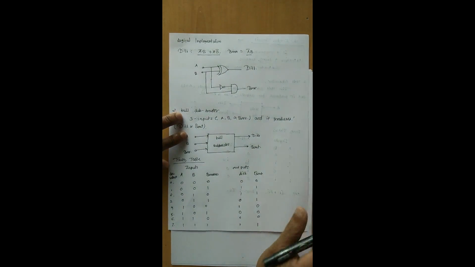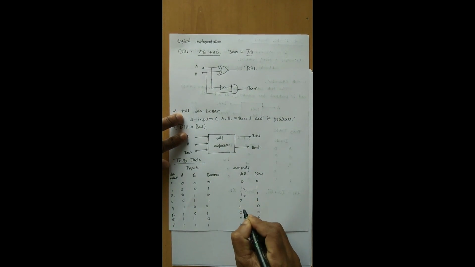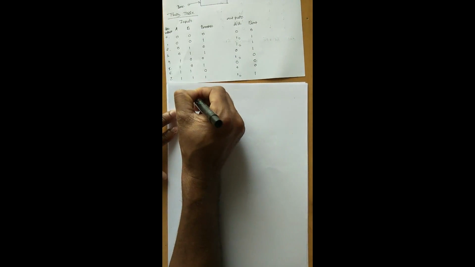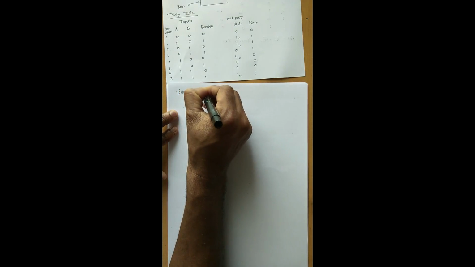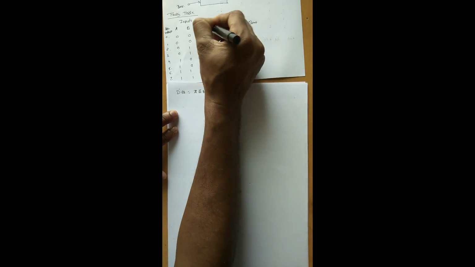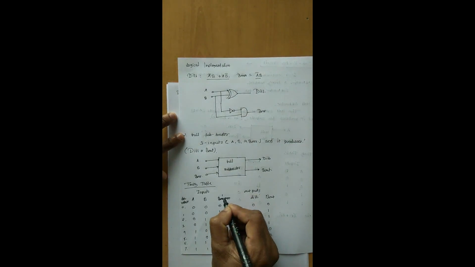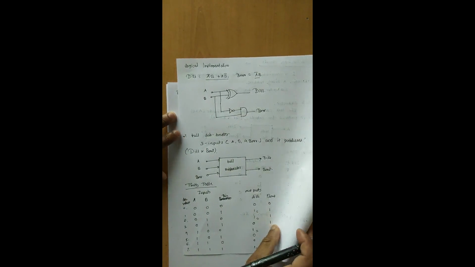Just we have to identify the number of ones, and for the number of ones we have to write the input combinations for that. So write down the input combinations for this number of ones. First one is A bar, B bar, B in. You can consider this is B in, that is borrow in of the previous.